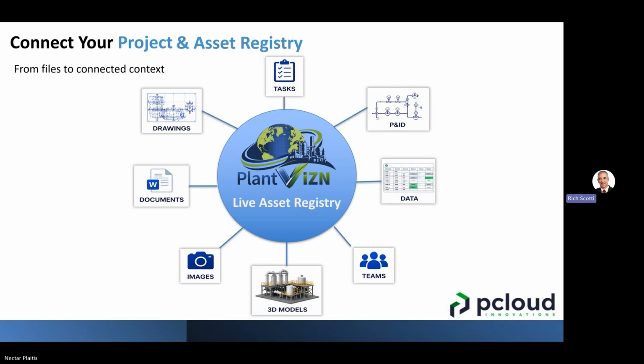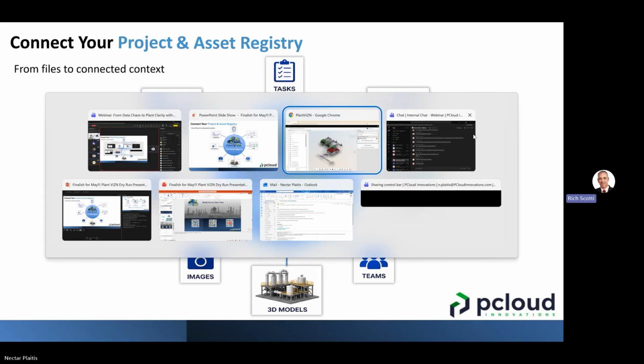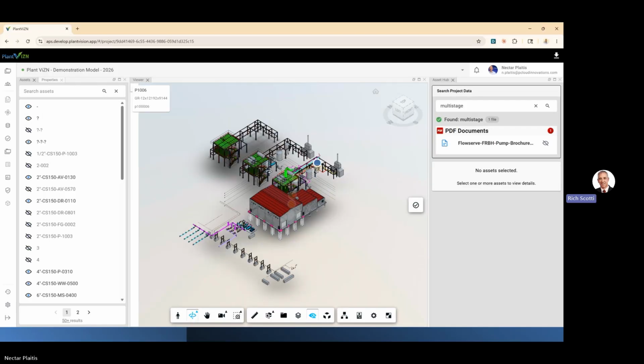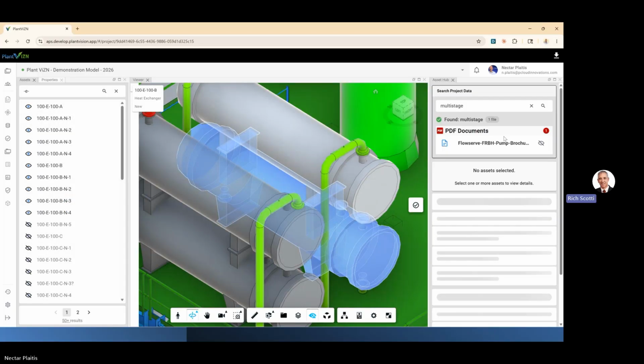So what we're going to show you now, if we could go back to that, Nectar, is how it's actually more than just a static search capability. We've actually integrated these assets, so it's the asset hub view. It's connected, and it's a common environment for all of your project data to live.